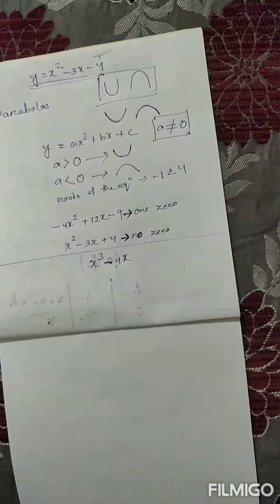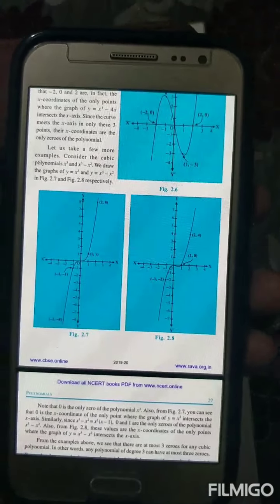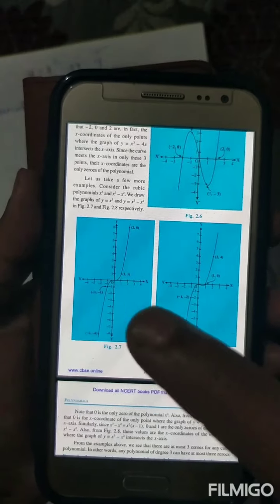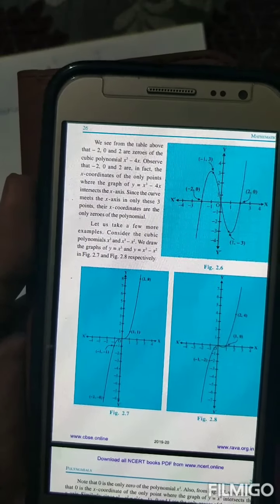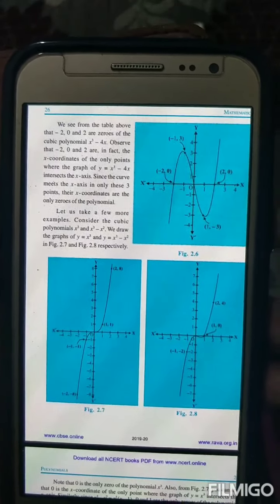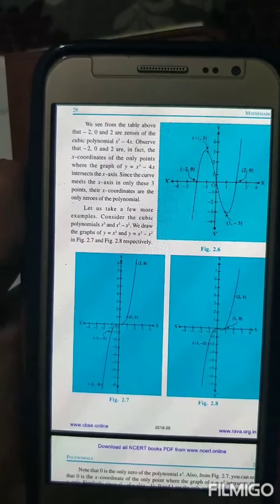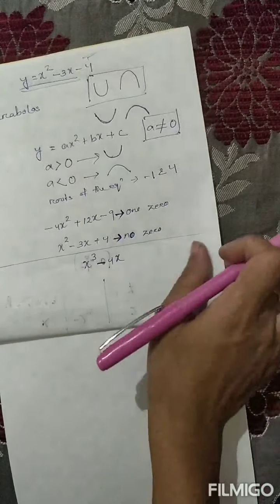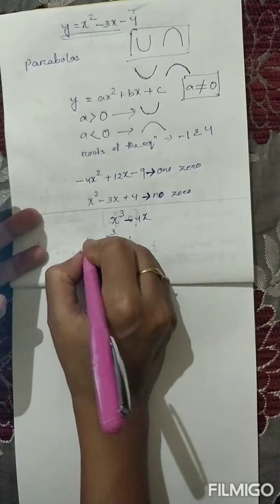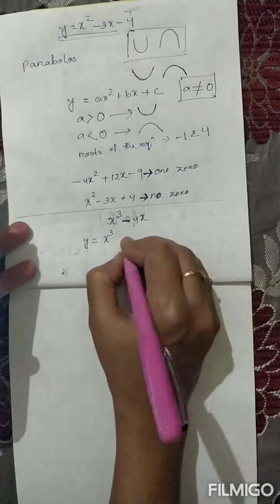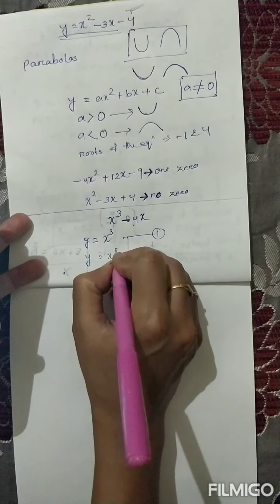So the book has taken a few more examples. I am showing you in the book. Now see this graph. Another example is taken here. The first example is x cube minus x square. For this, a graph is drawn here. Two equations have been taken. First, only x cube, that means y is equal to x cube. Another equation is taken: y is equal to x cube minus x square.